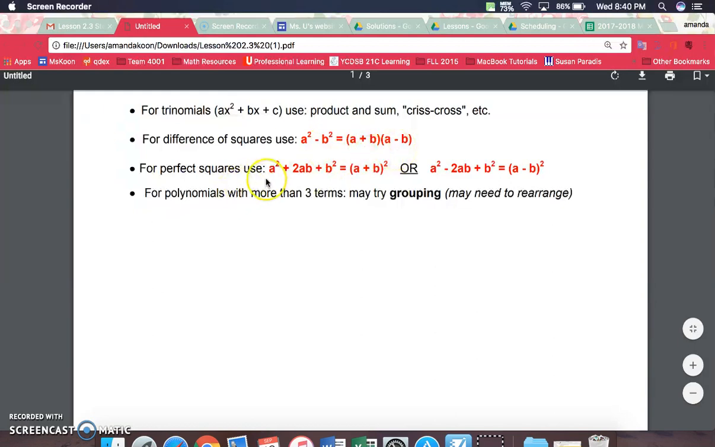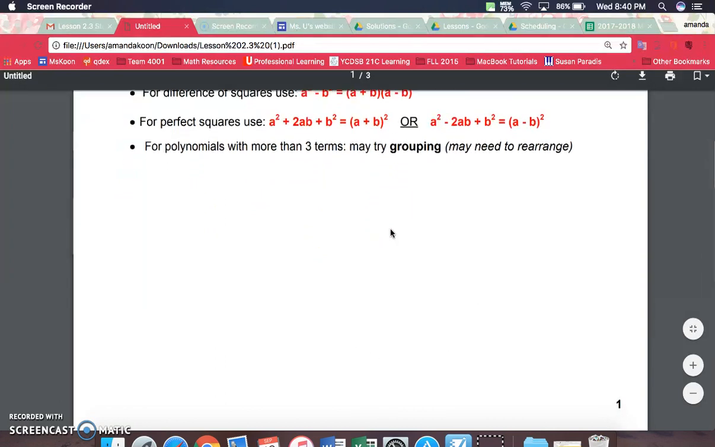Or do you see a perfect square? The pattern for a perfect square is a squared plus 2ab plus b squared, and it becomes a plus b, squared. If you see a minus sign in your middle term, then your binomial in factored form will be a minus b, squared. For polynomials with more than 3 terms, a new method called grouping will be introduced in this lesson. Sometimes you may have to rearrange your polynomial first before you can start grouping and factoring.